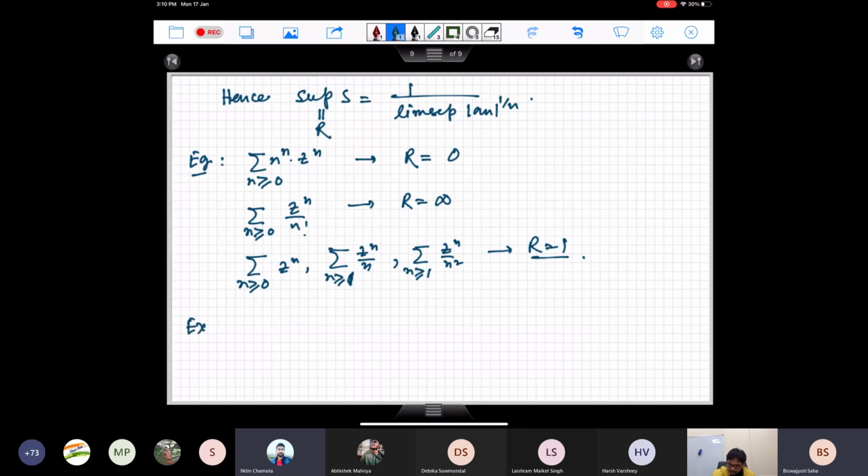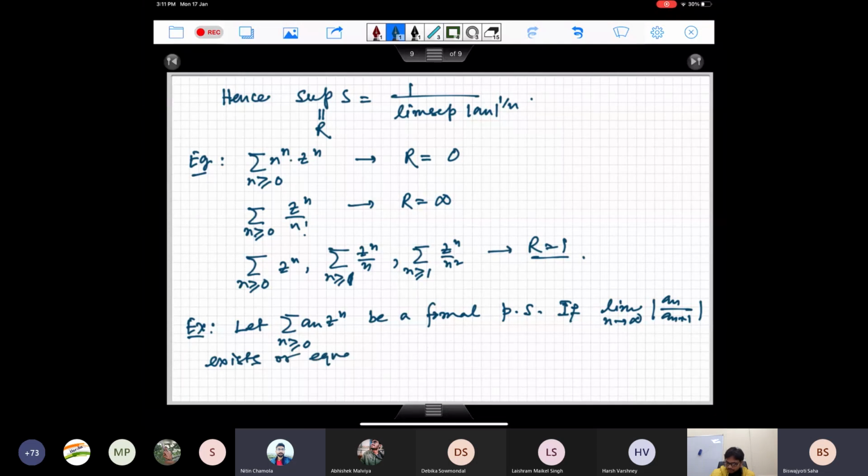So I am going to leave you with an exercise which will give you an alternate formula for this radius of convergence. Let the sum of a n z power n be a formal power series. If the limit as n tends to infinity of mod of a n divided by a n plus 1 exists or is equal to infinity, then R is equal to the limit as n tends to infinity of mod of a n divided by a n plus 1. So you can have another formula.